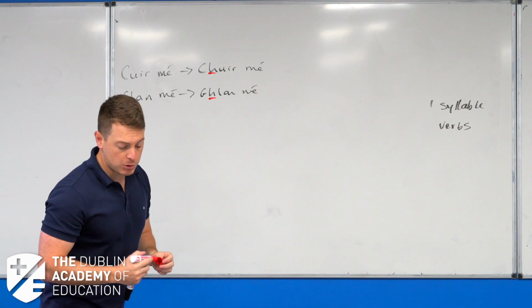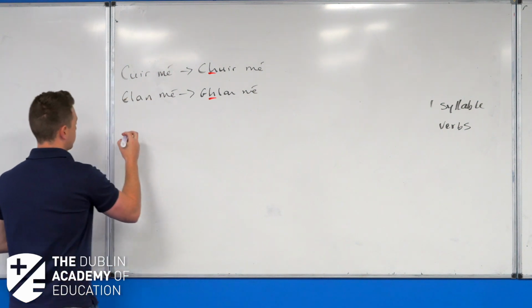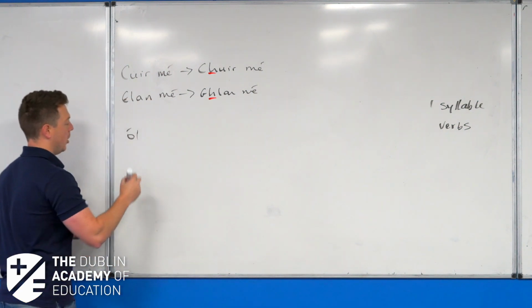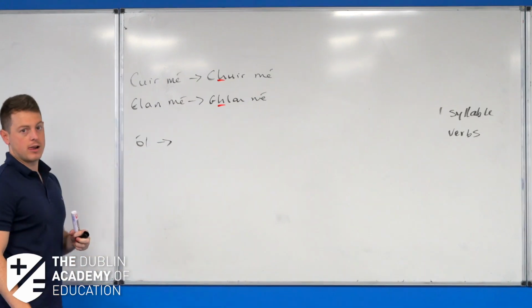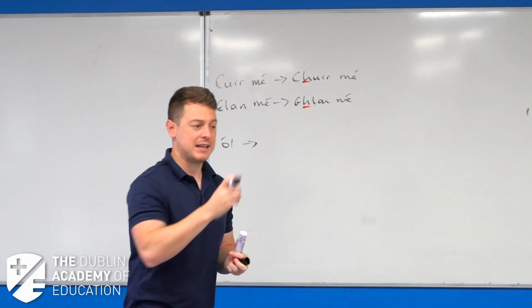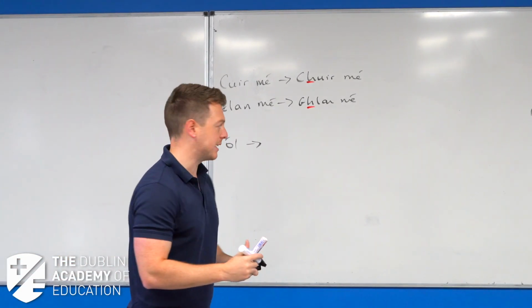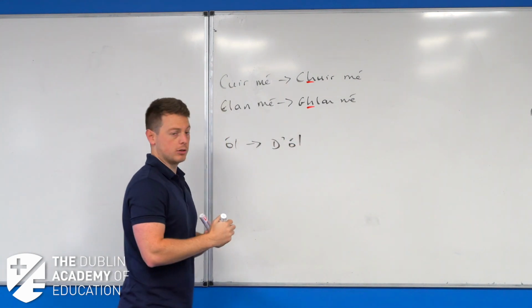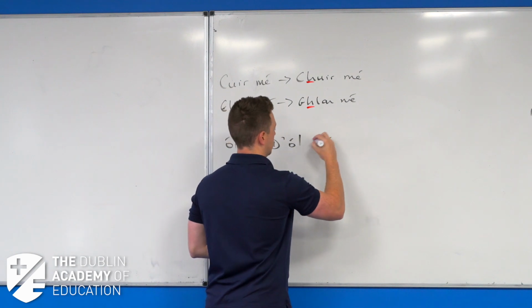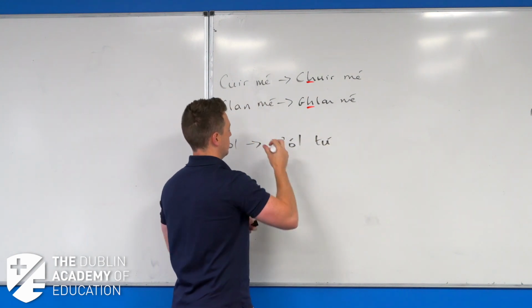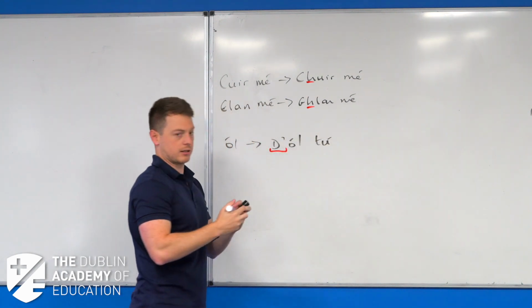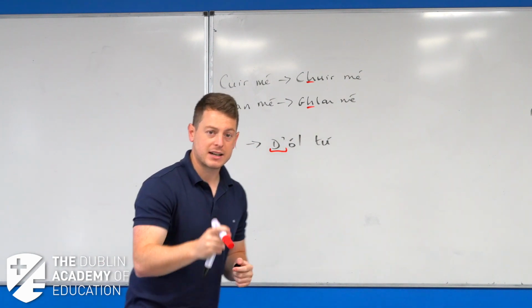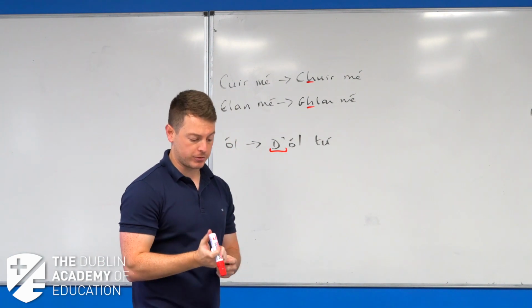Alright? Second one, when we're dealing with vowels. When we've got ól, for example. Everyone knows this. When you want to put something that starts on a vowel in the past tense, you add in a D apostrophe. Like that. D'ól, and another one. Just like that. Okay? So if it starts on a vowel, you put in a D apostrophe before it.